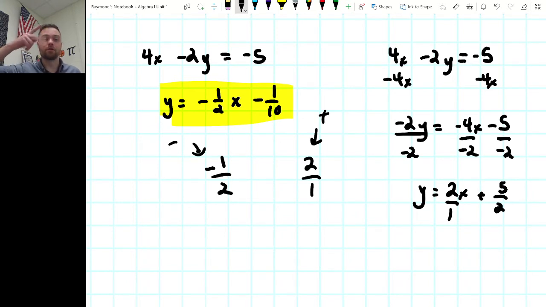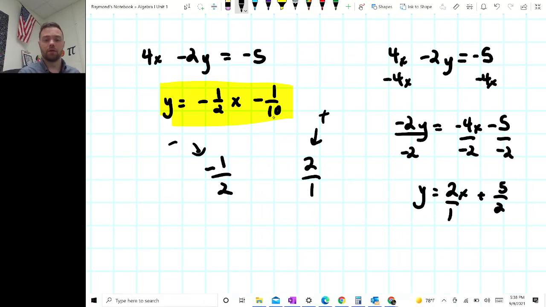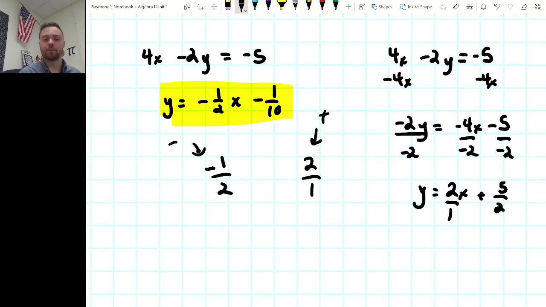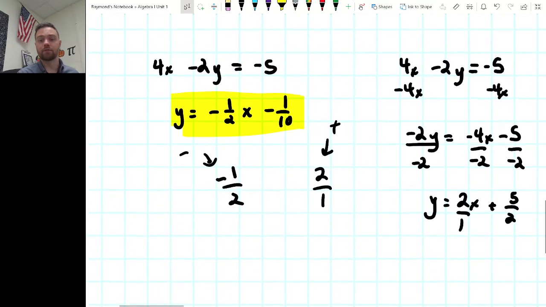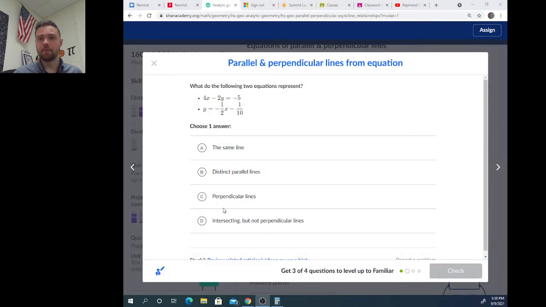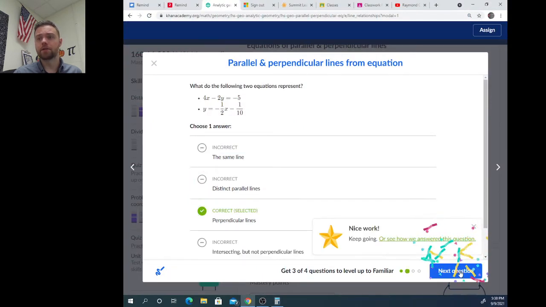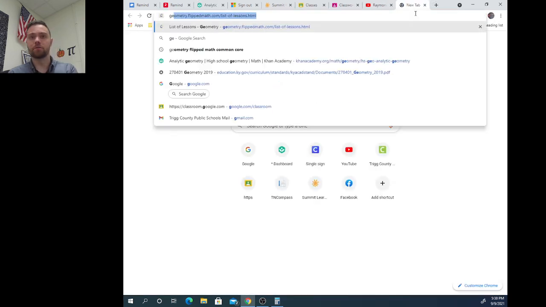Reciprocal means you flip the numerator and denominator, so you'd write it in reverse. And opposite means that they're opposite in sign. So this one's negative and this one's positive. So just given that information, I don't even have to graph these to know that these are perpendicular. They will intersect at 90 degrees, but we're also going to take a look at them in GeoGebra.